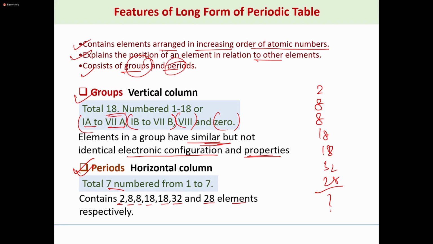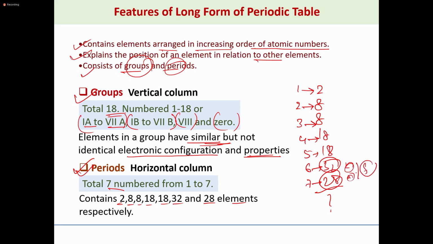But it is arranged according to the period. The first period has 2 elements. The second period has 8 elements. The third period has 8 elements. The fourth period has 18 elements. The fifth, 18 elements. The sixth, 32 elements. The seventh, 28 elements. Here the lanthanides and the actinides are present.